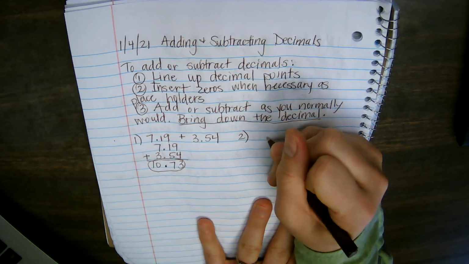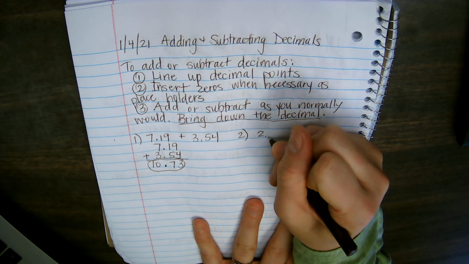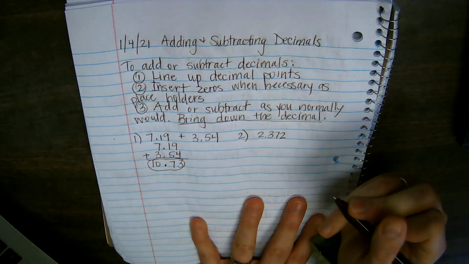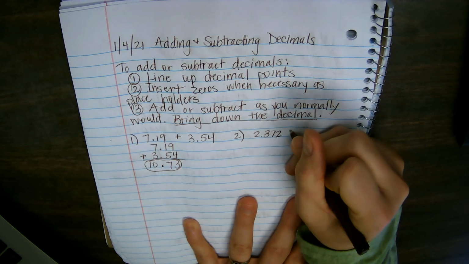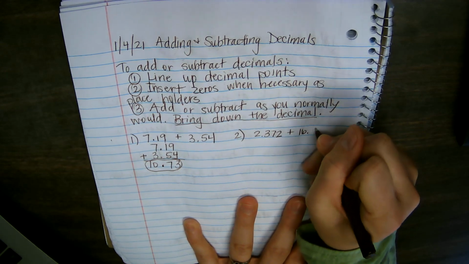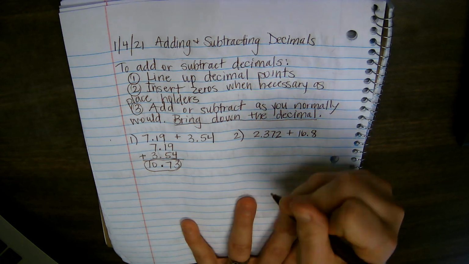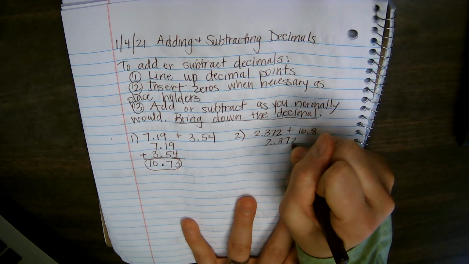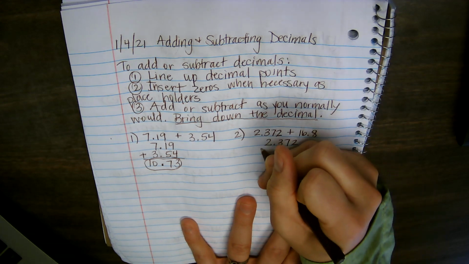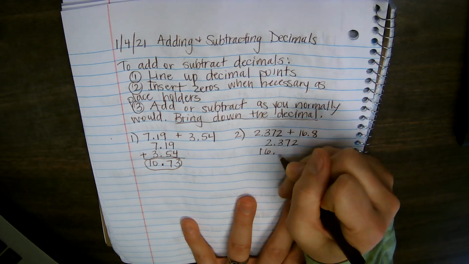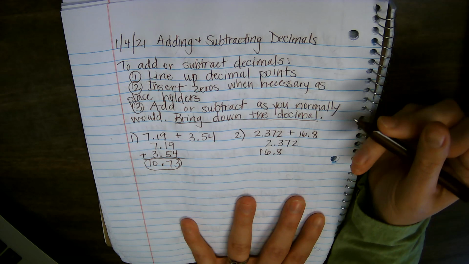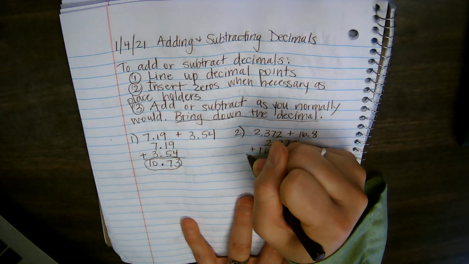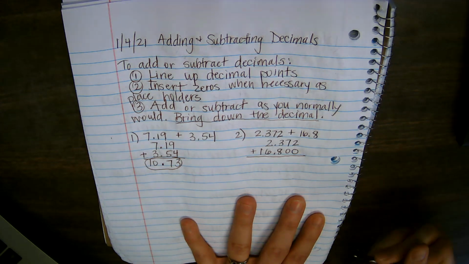For our second example, 2 and 372 thousandths plus 16 and 8 tenths. So I'm going to write these vertically. And then I can insert zeros here to hold that place value. It doesn't change my number a bit, okay?